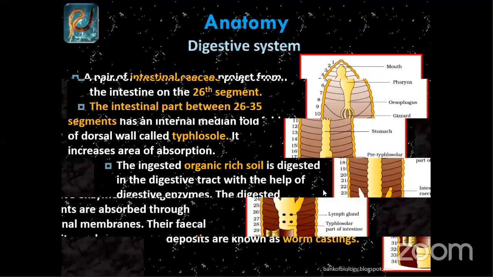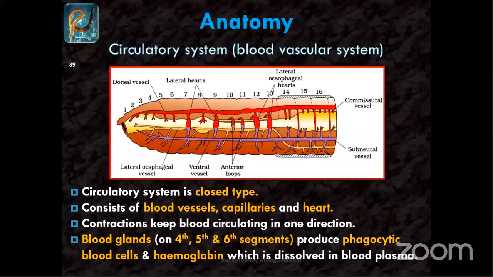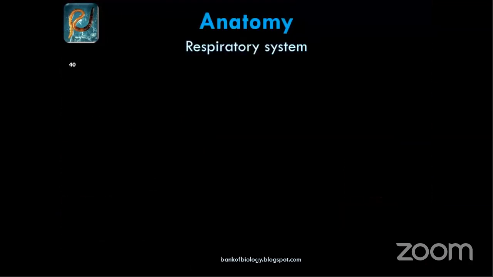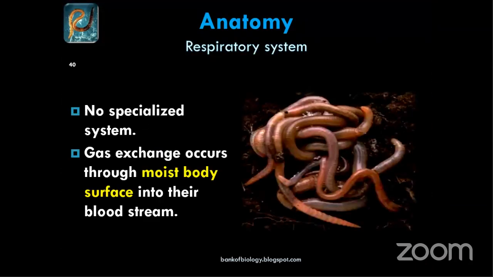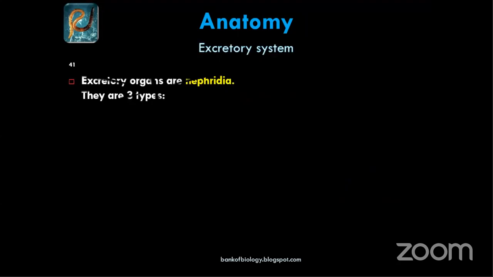So we'll go to the next. Remember the intestinal caecum and typhlosole. Typhlosole increases the surface area of absorption. Then the circulatory system is closed. It consists of blood vessels, capillaries and heart. The contractions keep the blood circulating in one direction. Then there are blood glands on the 4th, 5th, and 6th segments, which produce phagocytic blood cells and hemoglobin, which is dissolved in the blood plasma. Then we go to the respiratory system. It is mostly by cuticle, that is, by the moist skin that is present.